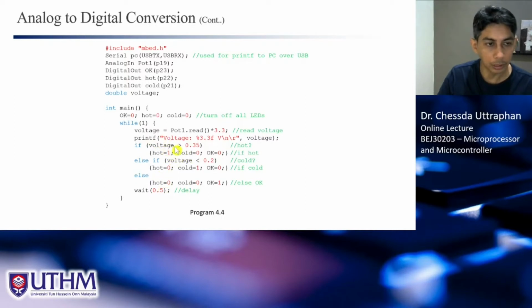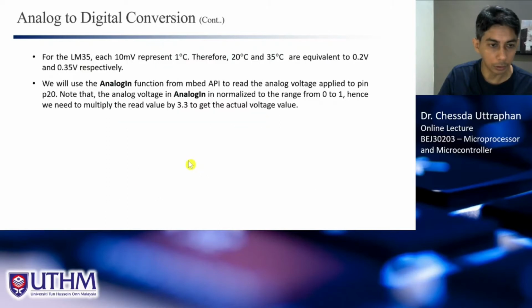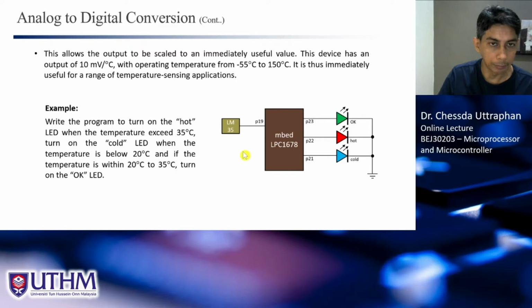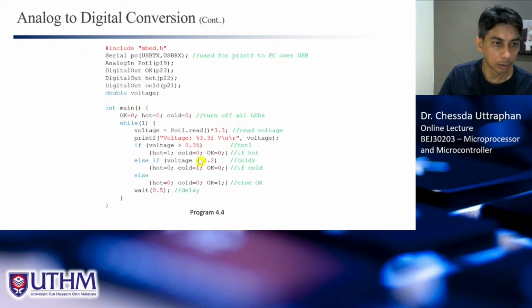For example, if the voltage is more than 0.35, in this case it means that it is 35 degrees Celsius. Because we learned already that in the LM35, the sensitivity is 10 millivolt per degree Celsius, where 1 degree Celsius represents 10 millivolt. So 0.35 volt means 35 degrees Celsius. We multiply by 100 here, and we get 35 degrees Celsius.